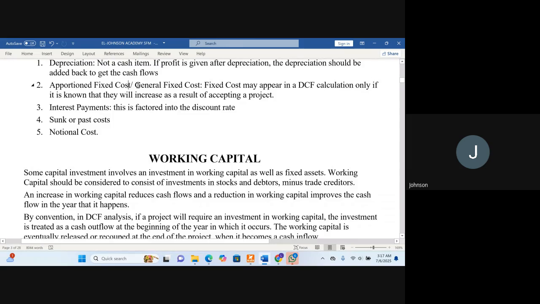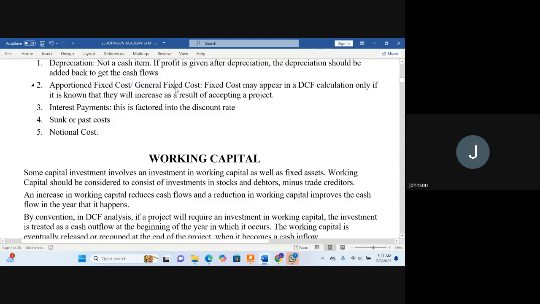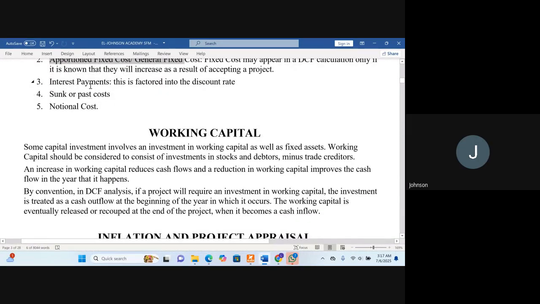Apportioned fixed cost is like general fixed cost. Before I took that contract, I already had a 2-bedroom that I was using. Now, when I took that contract, did it increase the money I'm paying for the 2-bedroom? No, it doesn't increase it. But because I'm paying rent for the 2-bedroom, I say I will share part of the rent on this project. No, it's not relevant. Apportioned fixed cost is not relevant. General fixed cost is not relevant. Okay. Now the next one, interest payment.